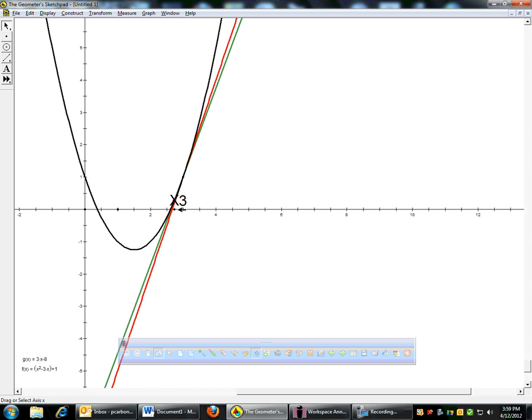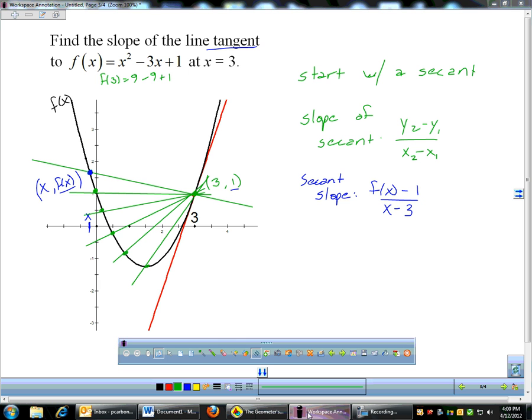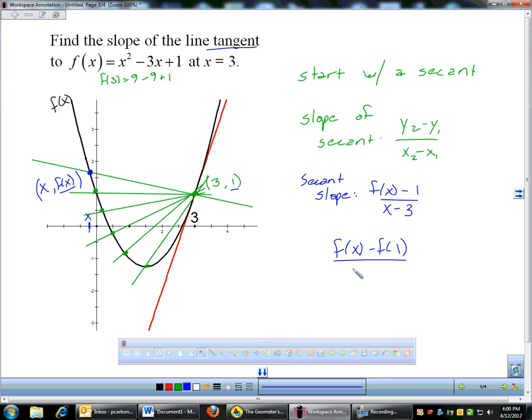So here I'm getting really close to 3, and you see that green line has almost become, oh geez, now I can't find that point again. There we go. And then when I get to 3, boom! The secant becomes the tangent. So we take that second point and we move it closer and closer to 3. And when I move x closer to 3, the secant actually becomes the tangent. So in this problem right here, f of x minus f of 1 actually represents the slope of my secant. But to turn that into the tangent, we take that x and we move it closer to 3.